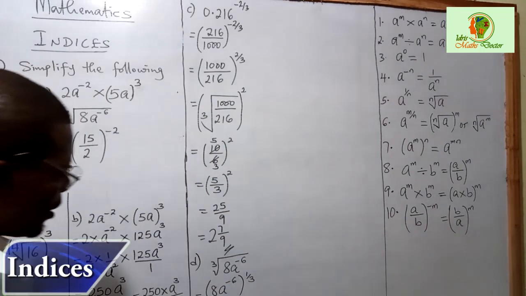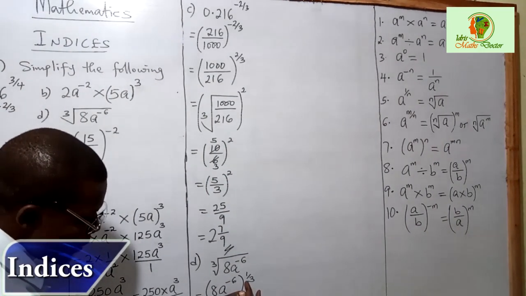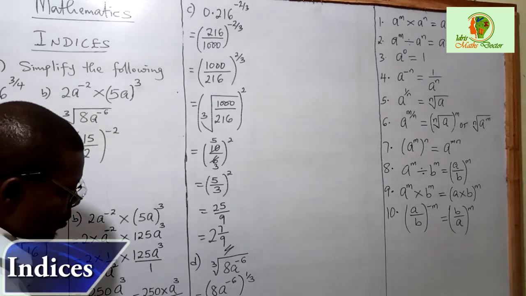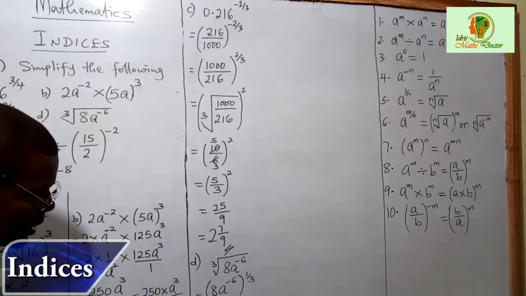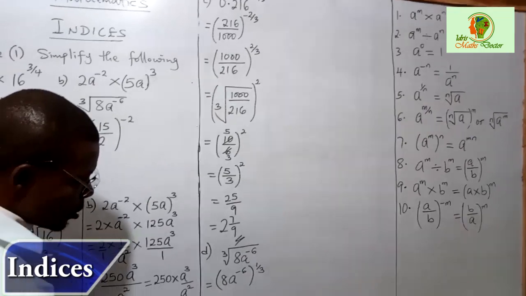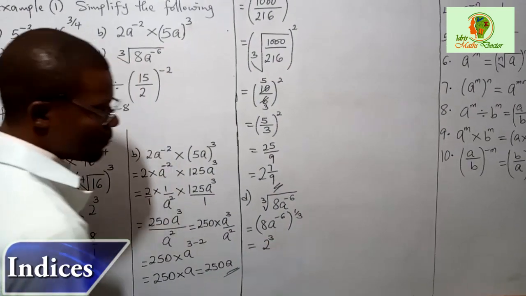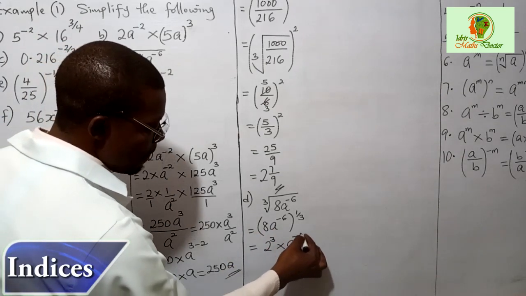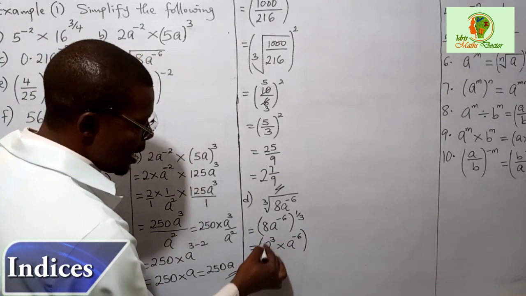So 1 over 3. Now, this 1 over 3 affects everything inside the bracket. At this point, I'm going to use another method. This 8 can be written as what? 2 raised to power 3. Okay? And a raised to power minus 6. Then we now have what?